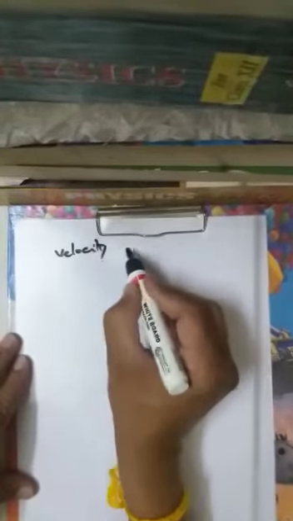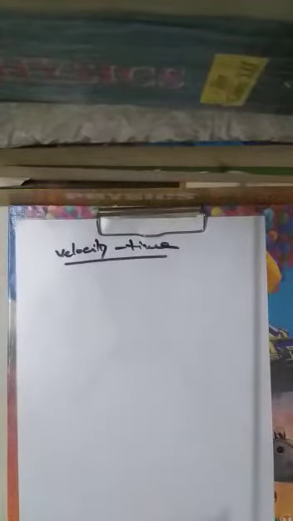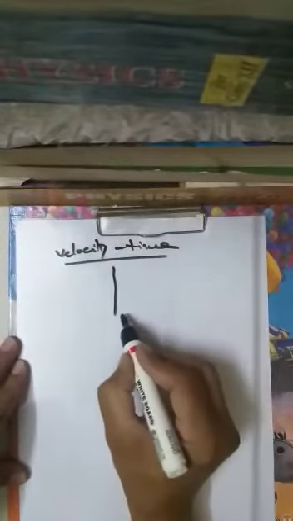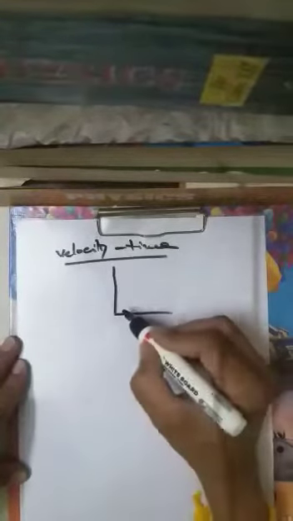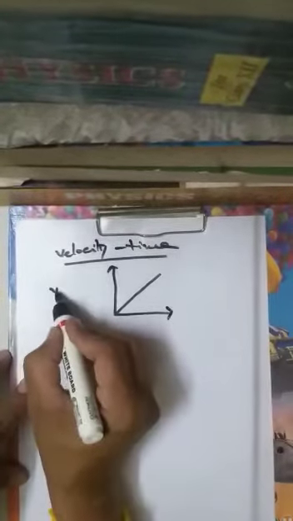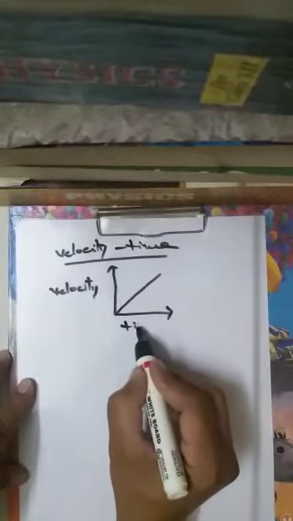The next is velocity time graph. The graph between velocity and time is known as velocity time graph. The first one is similar to what we have already done with the distance time graph, but here I take velocity and here I take time.